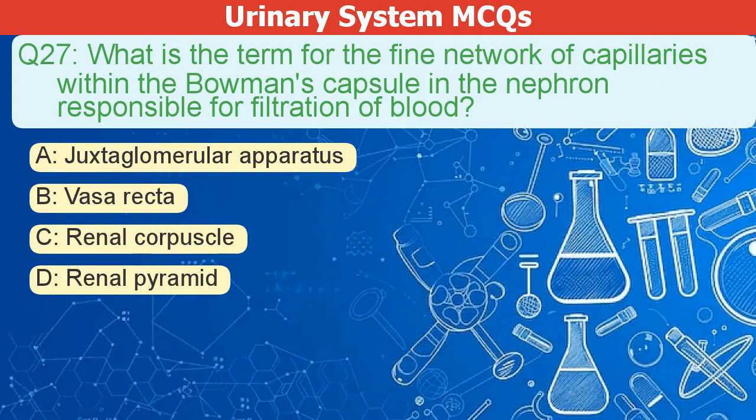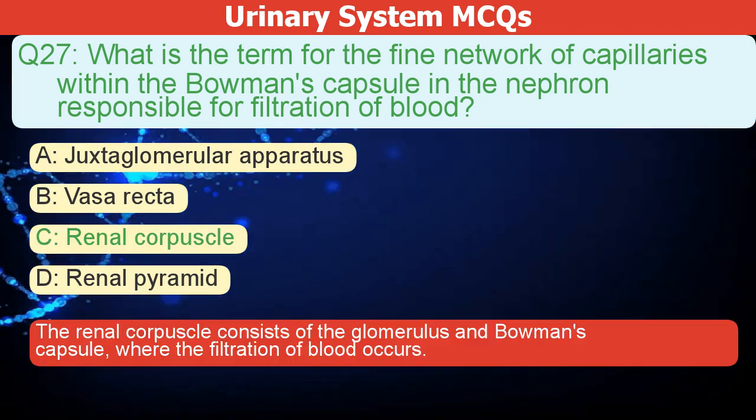What is the term for the fine network of capillaries within the Bowman's capsule in the nephron responsible for filtration of blood? A. Juxtaglomerular apparatus. B. Vasa recta. C. Renal corpuscle. D. Renal pyramid. The correct answer is C. The renal corpuscle consists of the glomerulus and Bowman's capsule, where the filtration of blood occurs.